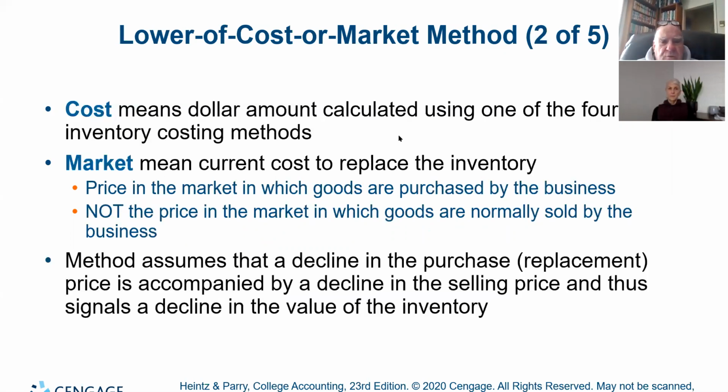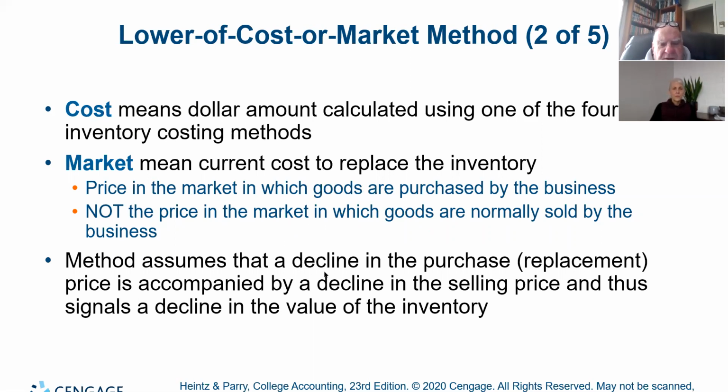Cost, we know what that means. This is what you paid for it. Cost means dollar amounts calculated using your inventory methods. Market means what it would cost you to replace it today. Price in the market in which goods are purchased by the business. Not the price in the market in which goods are normally sold by the business. And we'll go over that and hopefully clarify that a little bit.